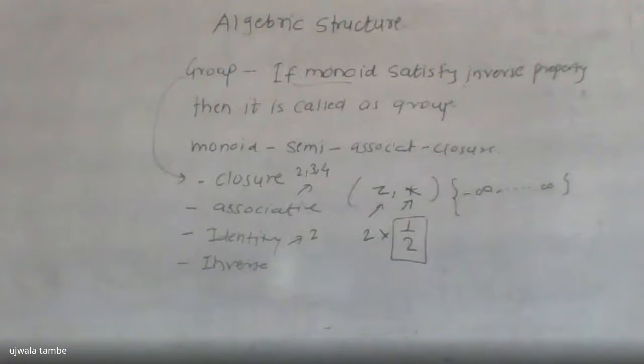Okay, so this is possible only with the addition operation. Okay, is it clear? Is it clear to all of you? Why Z comma multiplication is not a monoid? Not a group. Okay.